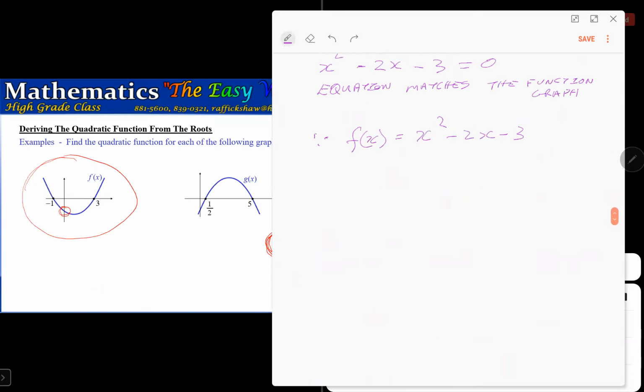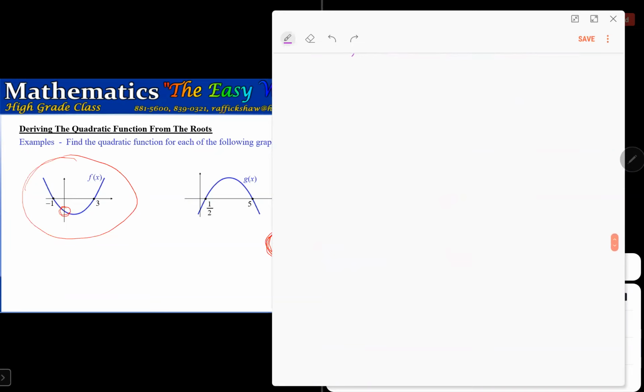You know the two roots. The other method is, the roots again are r1 equals minus 1, r2 equals 3. The equation is x squared minus the sum of those two roots times x plus the product of those two roots equals 0.